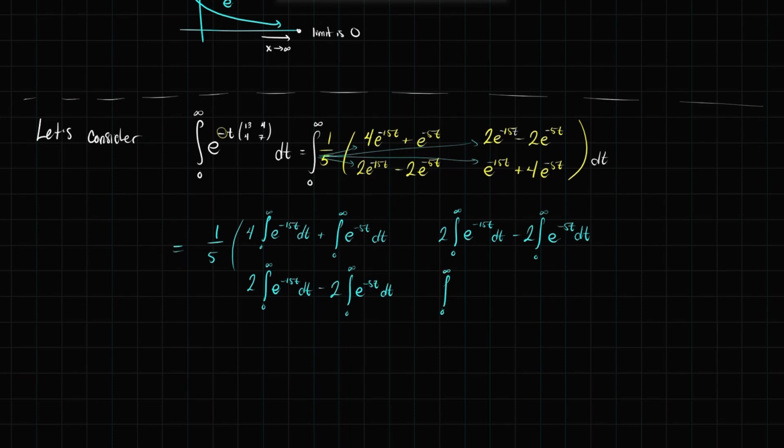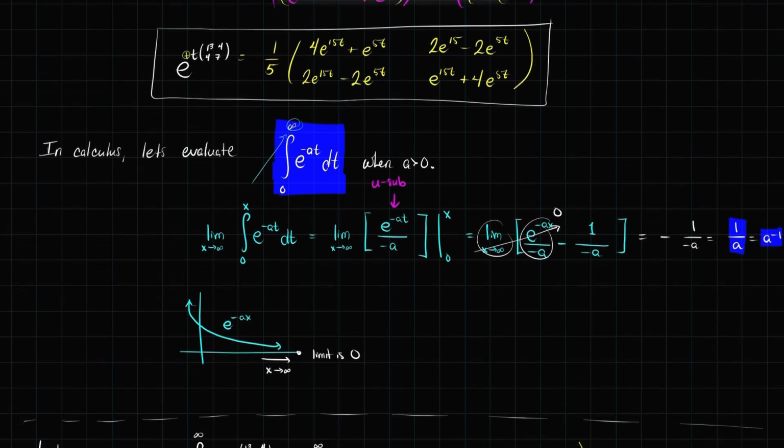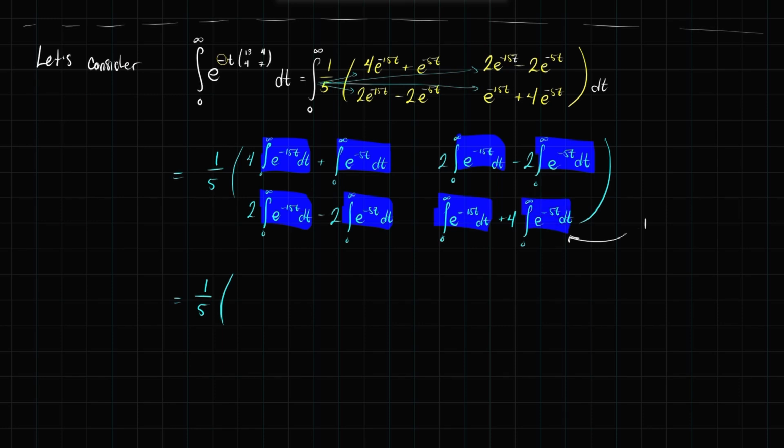I have 1 copy of the integral from 0 to infinity of e to the minus 15t dt, and I have 4 copies of the integral from 0 to infinity of e to the minus 5t dt. Now each of these integrals individually is really just one version of this integral. So I've got a bunch of these integrals on the inside. And we know that each of those just gives 1 divided by the coefficient of the exponent. So we'll go ahead and replace each of those with 1 divided by the coefficient of the exponent. Those are all 1 divided by the coefficient of the exponent.